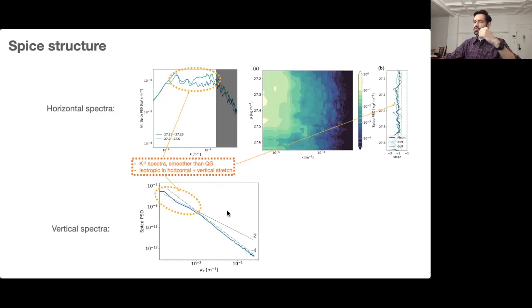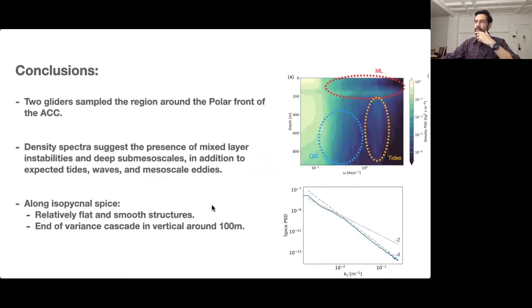Second, at scales that are smaller than 100 meters, the tracer field is very smooth. This might be telling us that the tracer cascade to small scales in the vertical is ending at about 100 meters, likely because of diffusive processes like three-dimensional turbulence that can get triggered by wave breaking and Kelvin-Helmholtz instabilities in the interior. And they are likely active up to scales of about 100 meters.